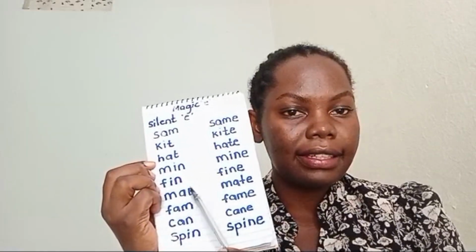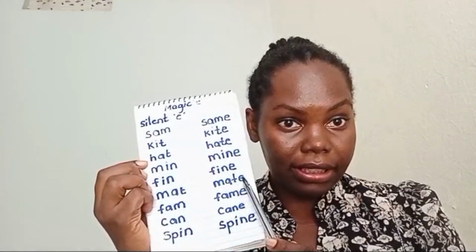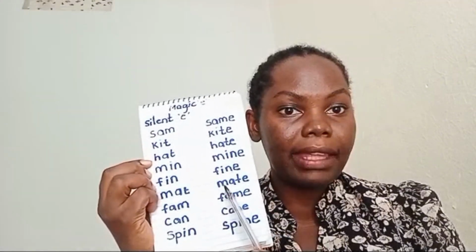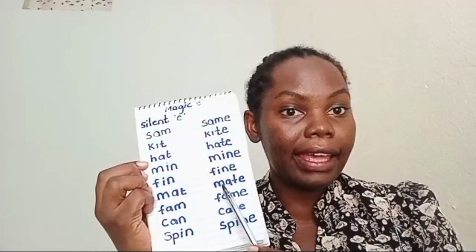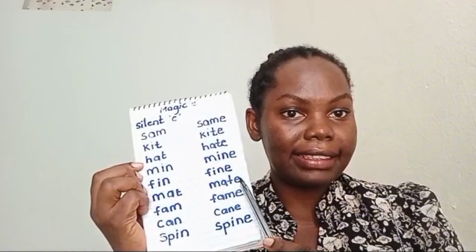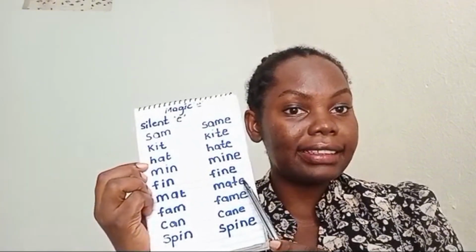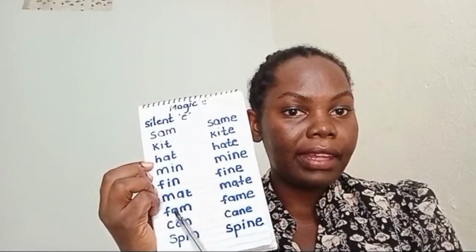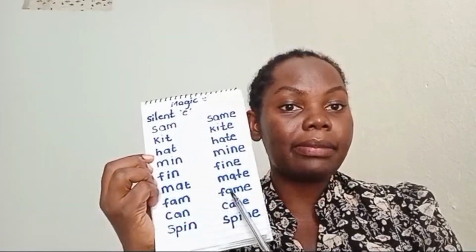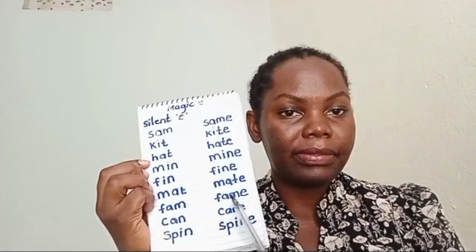We have "mat". When we add the magic E, it becomes "mate". This becomes its name, A. "Mate", and this is silent. This is silent. It is not pronounced. "Fam". But when we add the magic E at the end, it will become "fame".